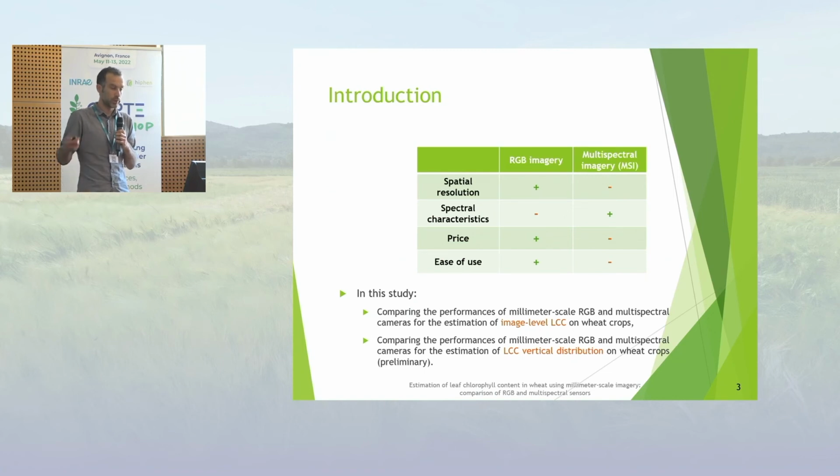Compared to multispectral imagery that may require some additional pre-processing steps, as Benoit showed this morning with, for example, a band registration step. So in this study, I will show a comparison of the performance between these two kinds of imagery for the estimation of image level LCC on wheat crops, so the average LCC in the image. And I will show you some very preliminary results on the estimation of LCC vertical distribution in the crop.